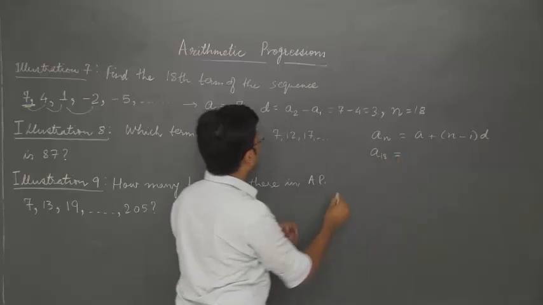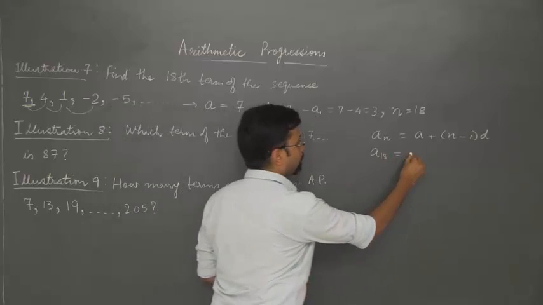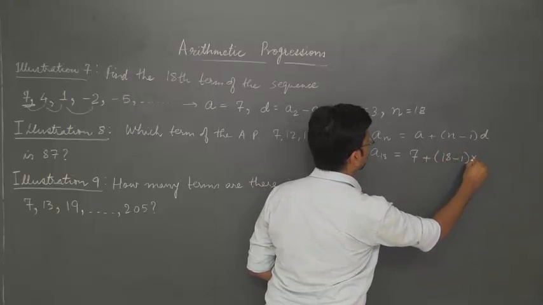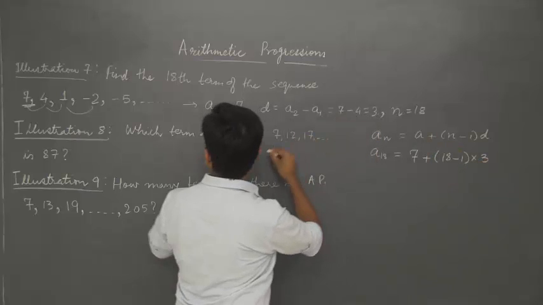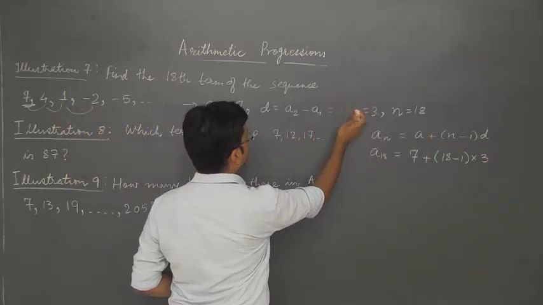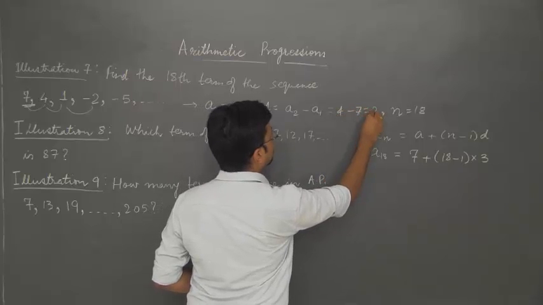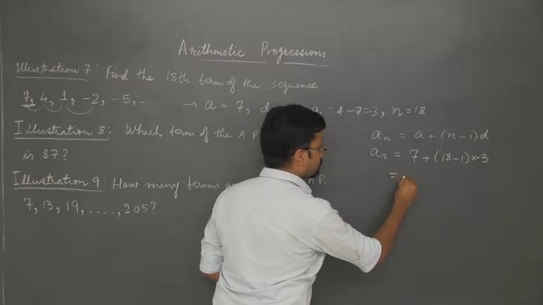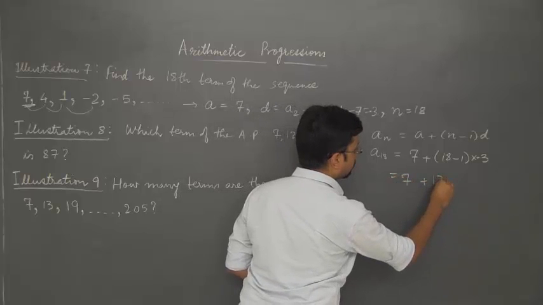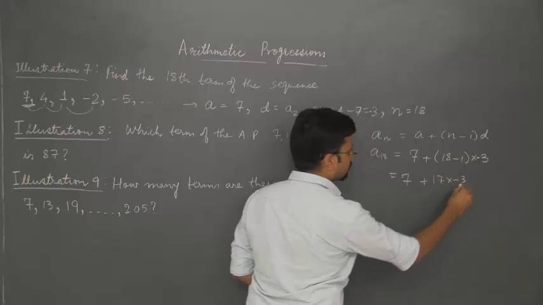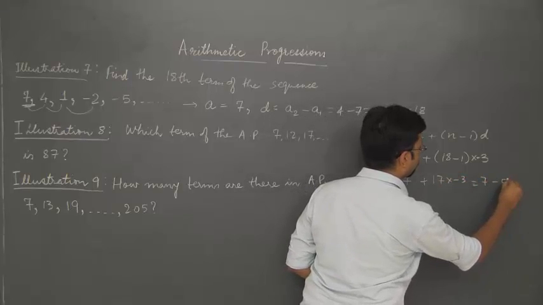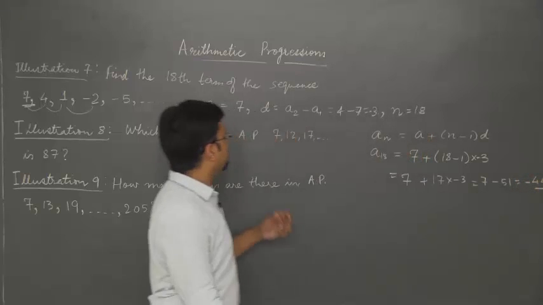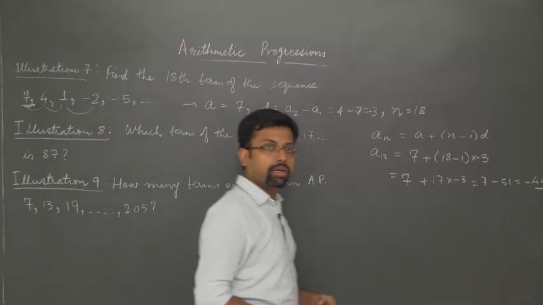a18 would be equal to, what's a? a is 7. So it will be 7 plus 18 minus 1 into, the difference is 4 minus 7, sorry, 4 minus 7, it's minus 3. So the common difference would be minus 3 here. So it will become 7 plus 17 into minus 3. That will be equal to 7 minus 51. That will be minus 44. So the 18th term of the given sequence would be minus 44.